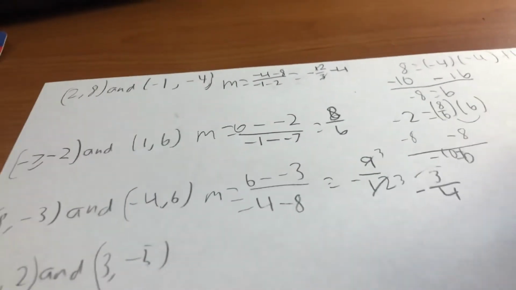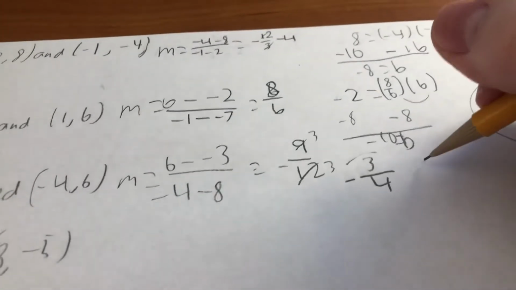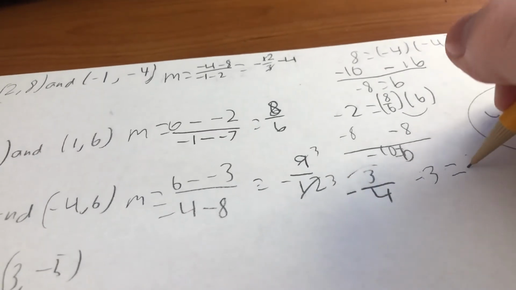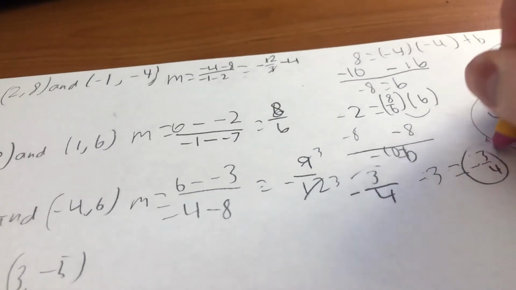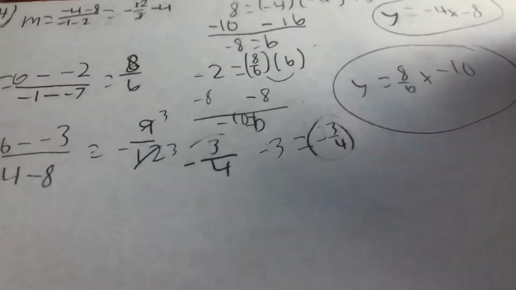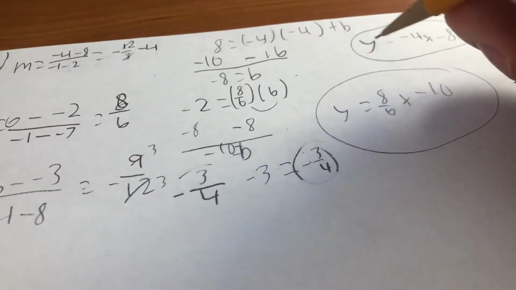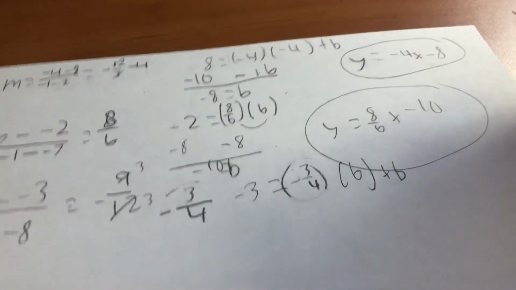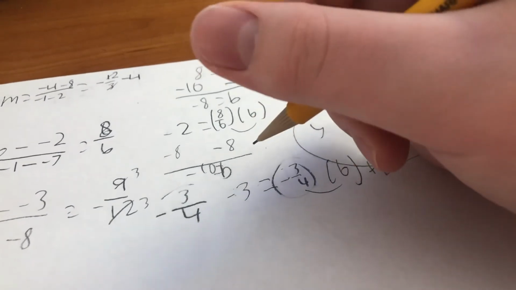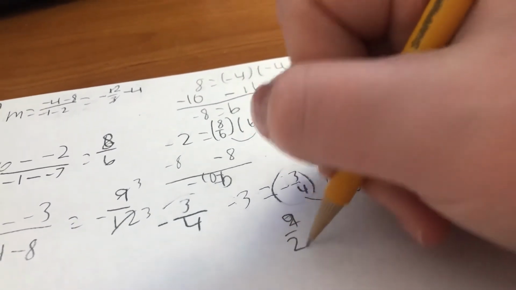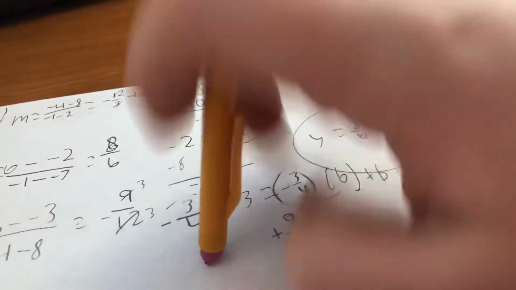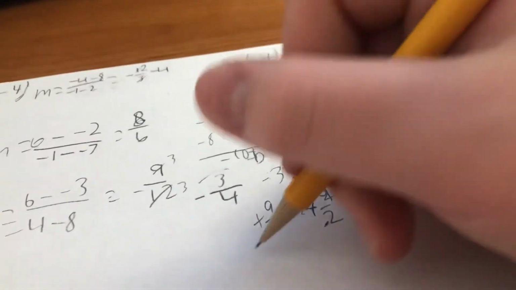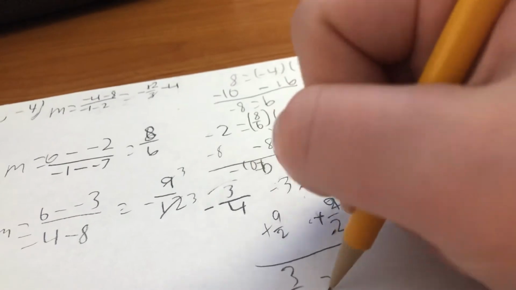So now we're going to put that into our step 2, which is going to be negative 3 equals negative 3 over 4. Oh, sorry. Just supposed to be parentheses there. And then we are going to have 6 plus b. Now we're going to combine these and get 9 over 2. And now we're going to add that to both sides, negative 9 over 2. And then that will give us 3 over 2 equals b.